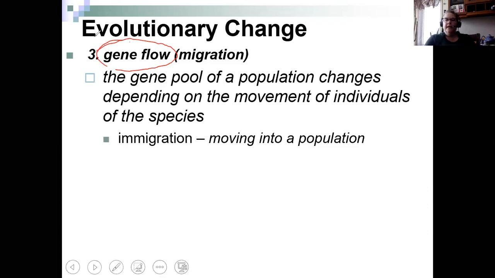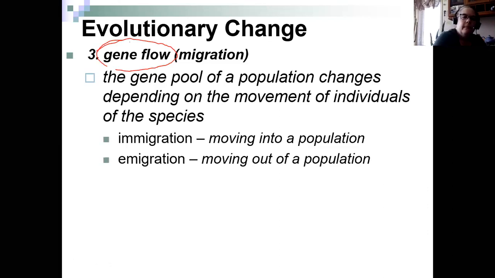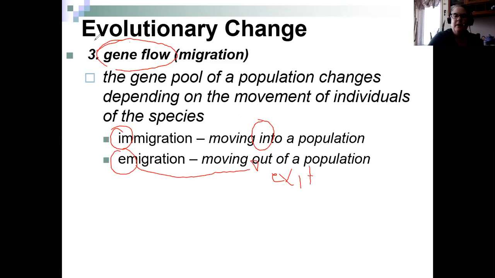All right, so immigration and emigration, and these are terms you need to know, especially when we get to our next section. Immigration is moving into a population, emigration is moving out of, so we can think about that as exiting a population. So my dad immigrated to Canada, he emigrated from Denmark. Okay, so we want to make sure we're clear on what those terms mean.